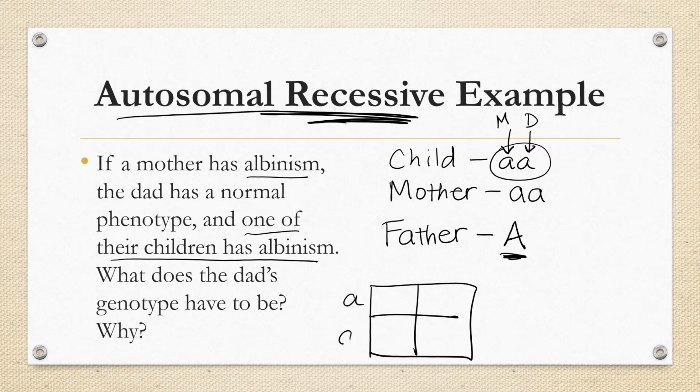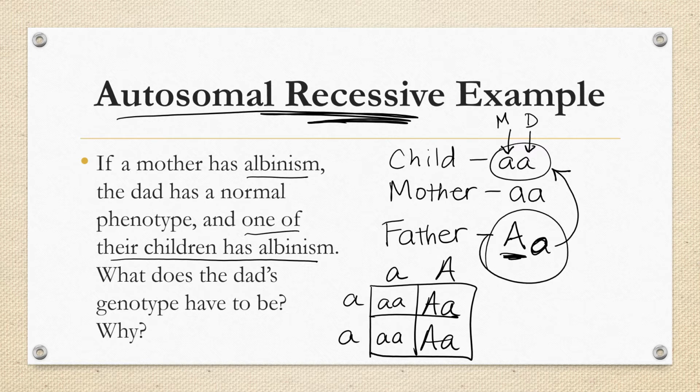So if we're looking at how in the world we make this possible for a kid to get little a, the dad would have to have a heterozygous genotype. He would have to be able to pass on that little a to the child. So the father's genotype would have to be heterozygous, big A, little a, because he has to be able to confer the little allele to his child, but he also has to have the dominant allele to protect him from showing the traits.